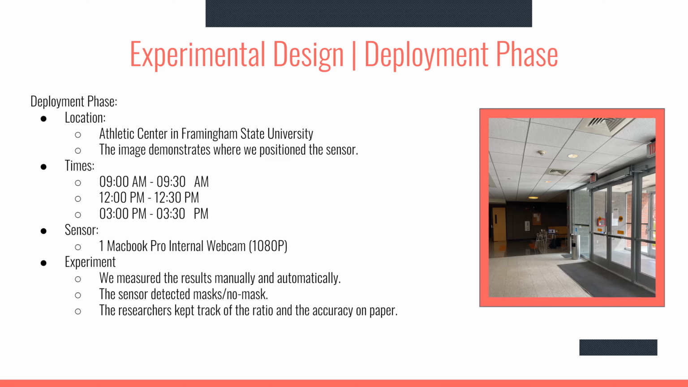The times we picked were 9 a.m. to 9:30, 12 p.m. to 12:30, 3 p.m. to 3:30. The sensor being my MacBook Pro internal webcam. And for our experiment, we measured the results manually and automatically. The sensor detected masks and no masks, and the researchers kept track of the ratio and the accuracy of the model on paper.